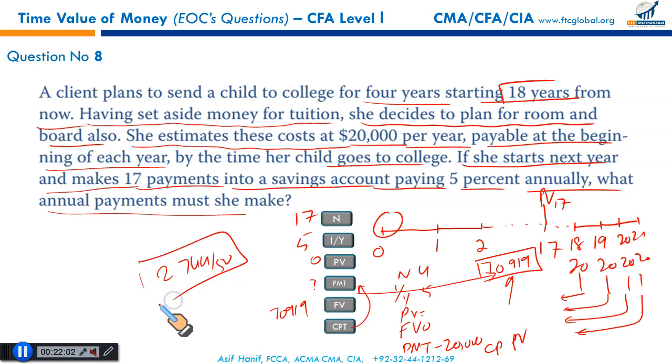So this is the payment that she will have to make every year, till the time year 17 and over. By that time, this amount will be accumulated, which will be sufficient enough to cover these 4 payments in year 18, 19, 20 and 21. Right? So that gives you 2744.50 as your correct option.